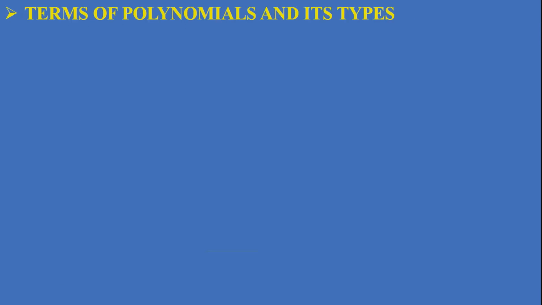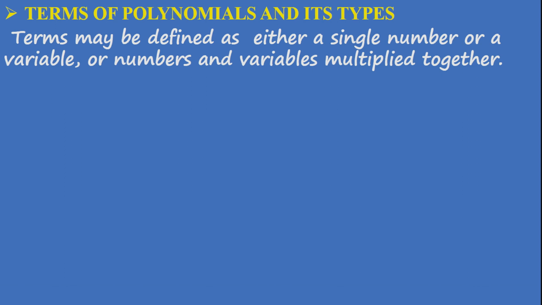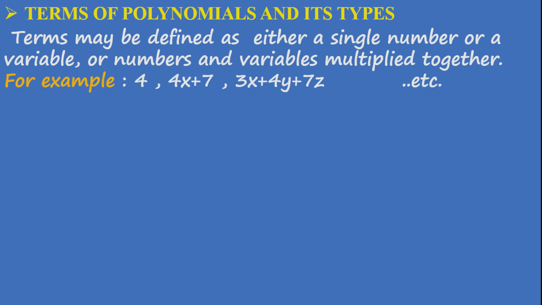Now we discuss terms of polynomials and their types. Dear students, a term may be defined as either a single number or variable, or numbers and variables multiplied together in any polynomial. Now we take an example here, 4. 4 is a number, right? So that is a term. 4x, that is a collection of a constant and a variable, so that is also a term. 7 again, that is also a term.